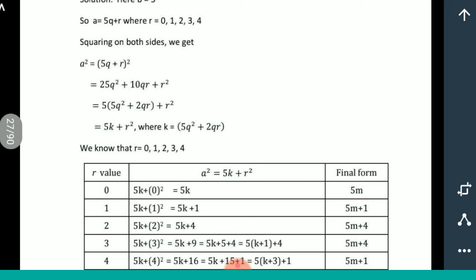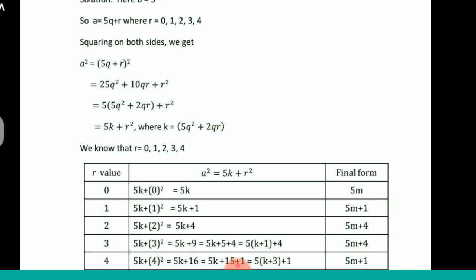So here first of all, for r is equal to 0, substitute r is equal to 0 in 5k square plus r square. Then we get 5k plus 0 square, that is 5k. The final form is 5m. And for 5k plus 1 square, simply we can write 5k plus 1, so we have to write 5m plus 1. And again 5k plus 2 square, you can write 5k plus 4, simply as 5m plus 4.